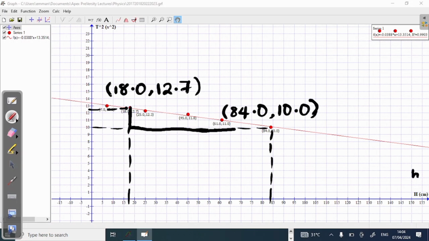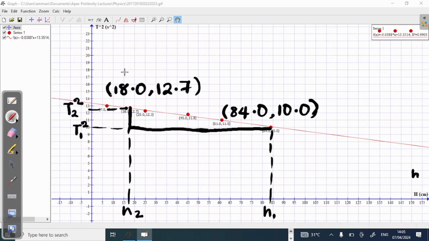So take this as your slope. The value you have here is the value of t2 squared. The value you have here is the value of t1 squared. The value you have here is the value of h2. The value you have here is the value of h1. So I have this one here.